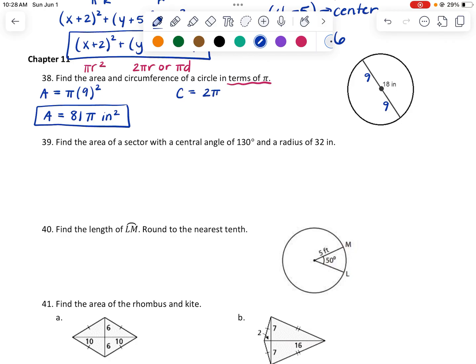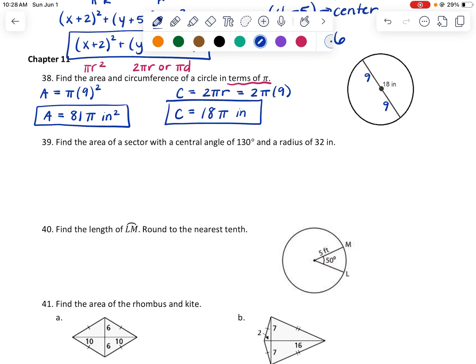Circumference is equal to 2 pi r, or pi d. You're going to get the same answer. So the circumference is 2 pi times 9. And 2 times 9 is 18 pi, or the diameter is 18, so you also get 18 pi. And it's just measuring the distance around the circle, so that is inches.